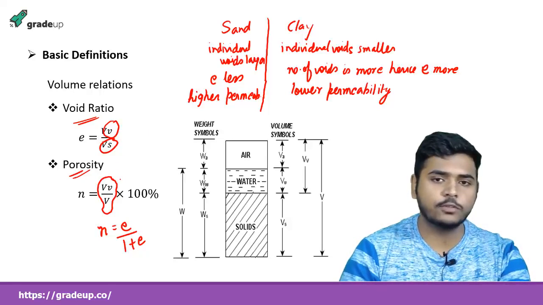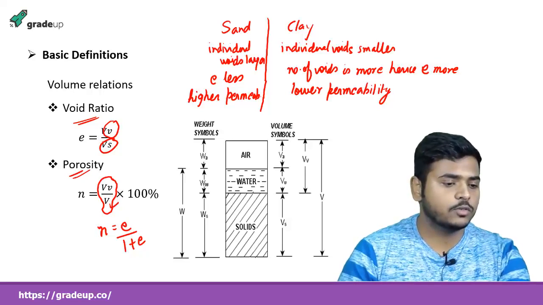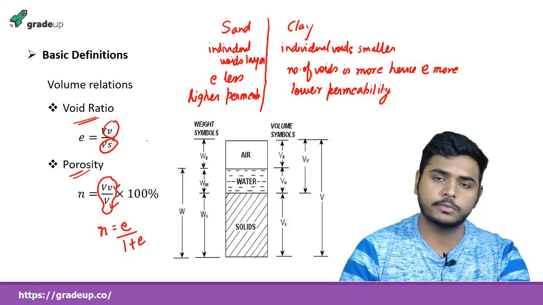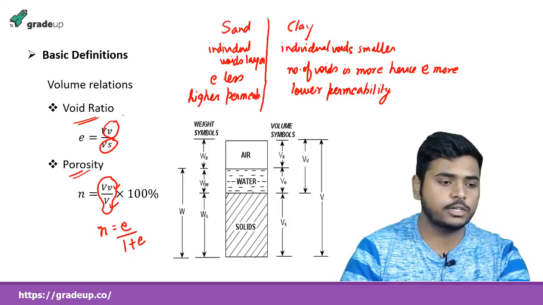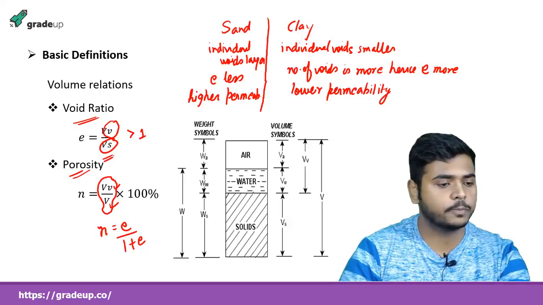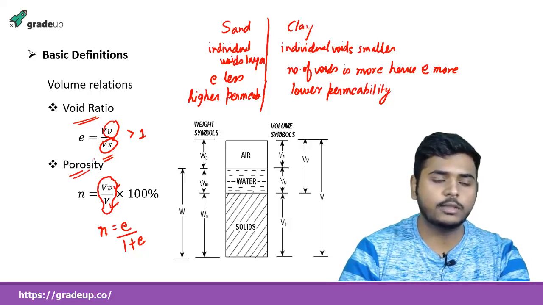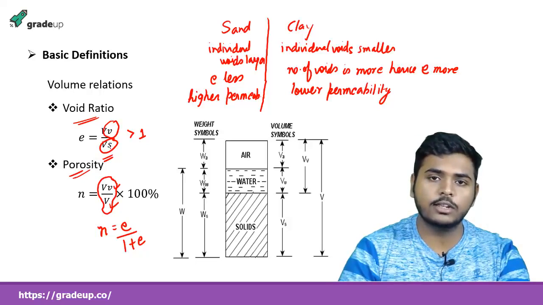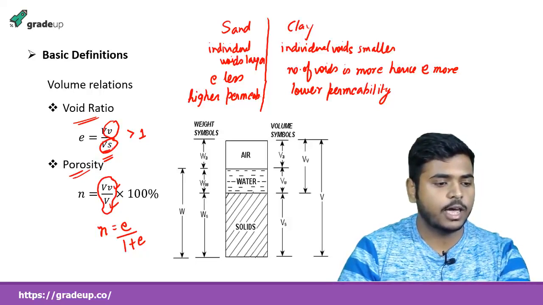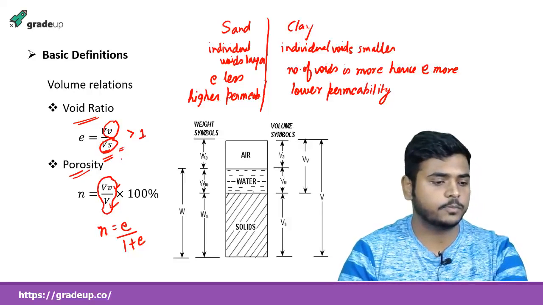And here we also have to note that the porosity value is always less than 100. Why? Because the volume of soil will always be greater than the volume of void. Whereas in case of void ratio, this ratio can be greater than or equal to 1, because in the denominator we have volume of solid. From the engineering perspective, void ratio is more important than porosity because volume of solid is taken in the denominator, and as the solid is incompressible, it is of more significance than porosity.